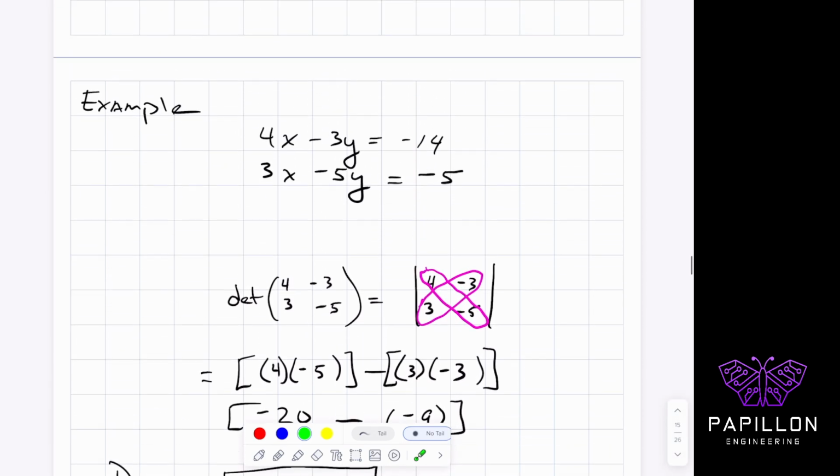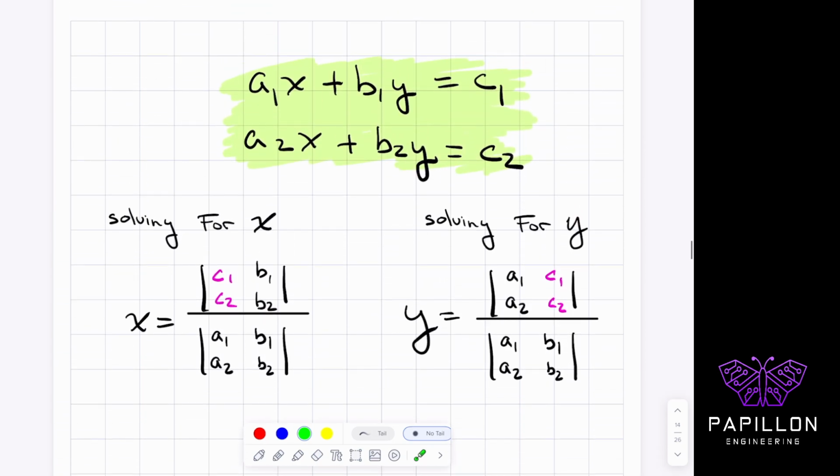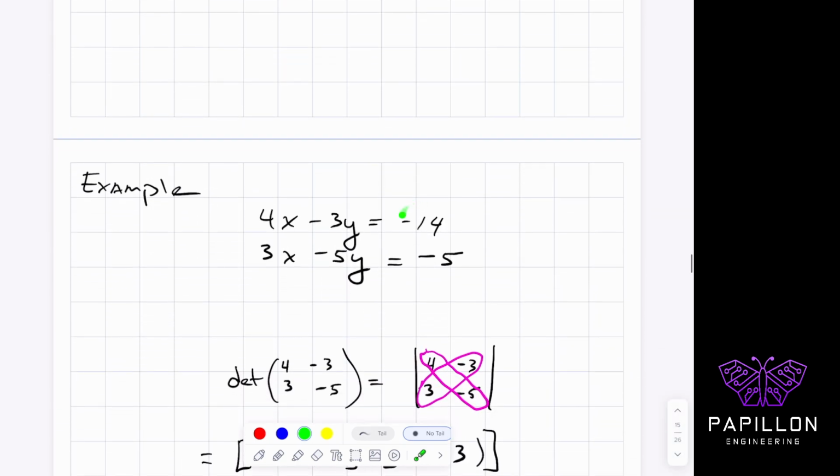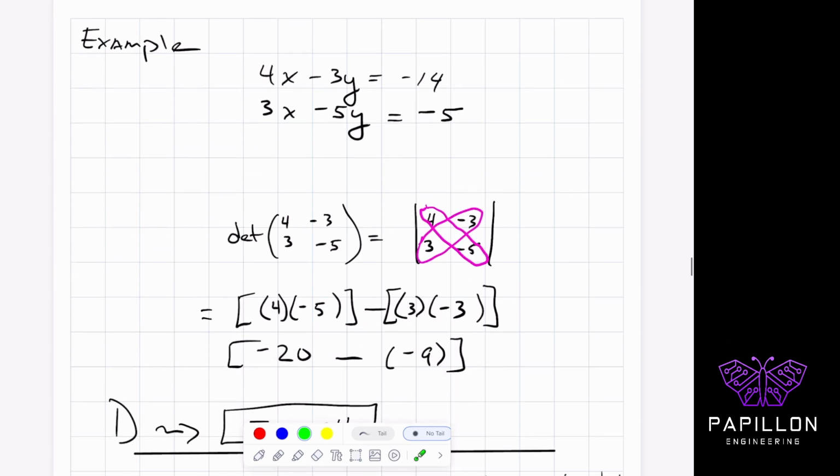And don't forget what C1, C2 is. Well, I showed it to you over here. C1, C2 is the solution to your two equations to a known problem. So in my case, it'll be the minus 14 and minus 5 for this example.